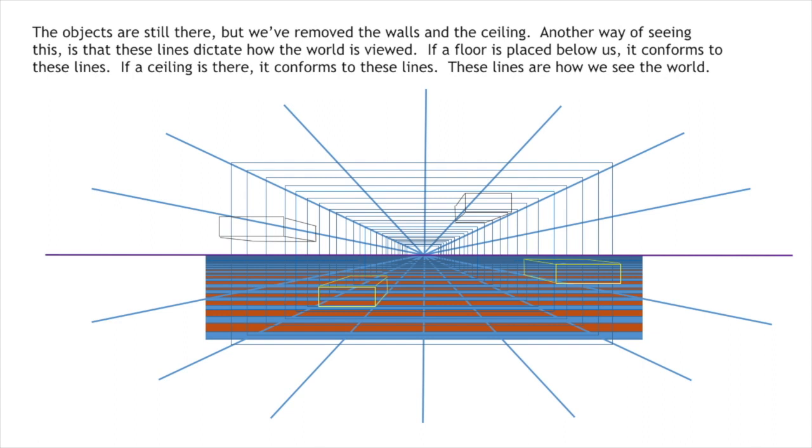Again, the objects are still there, but we've removed the walls and the ceiling now. Another way of seeing this is that these lines dictate how the world is viewed within our vision. So they're, again, potential lines that allow things to line up according to them. If a floor is placed below us, it conforms to these lines, but always within the lower 50% of our vision. So if I get closer down to the floor, more and more of the floor is taking up 50% of the vision, and it gets compressed. So again, if the ceiling is there, same thing, it conforms to these lines, and that's how we see the world.